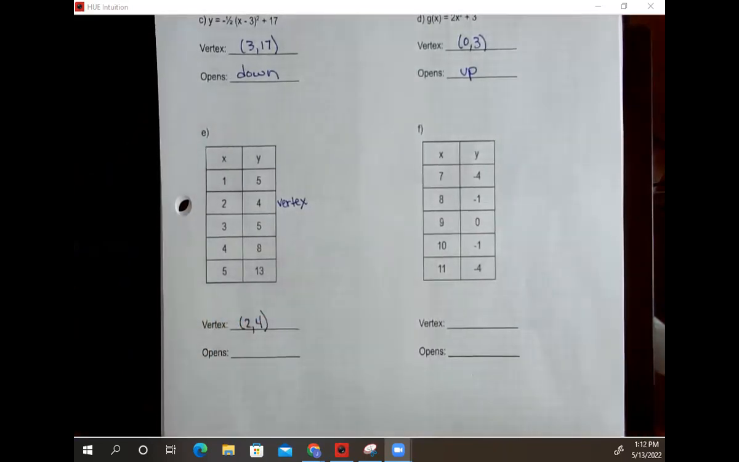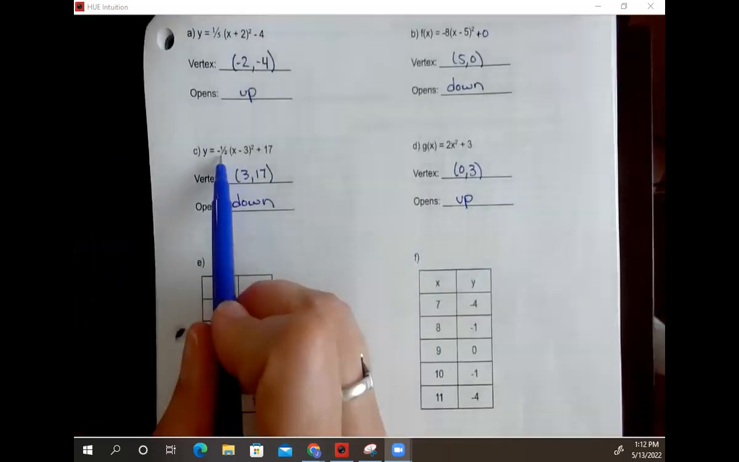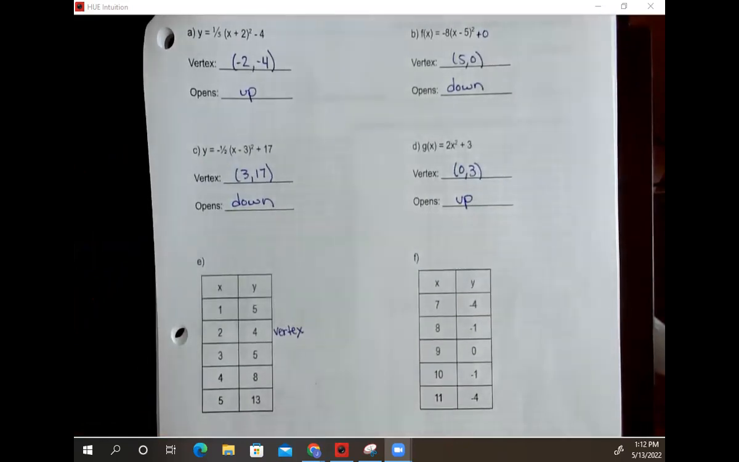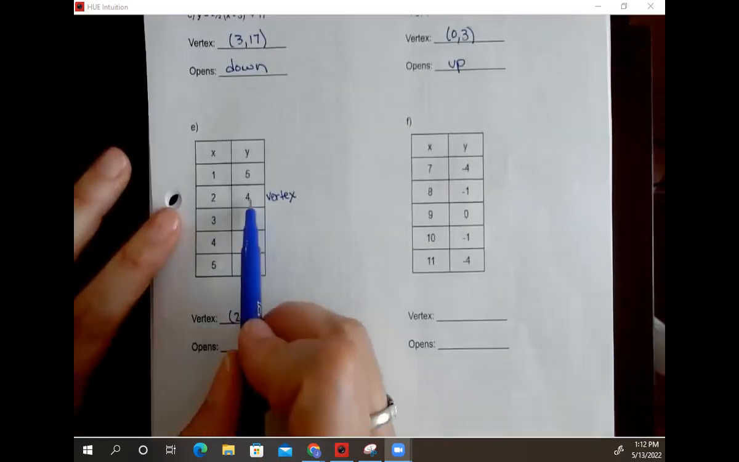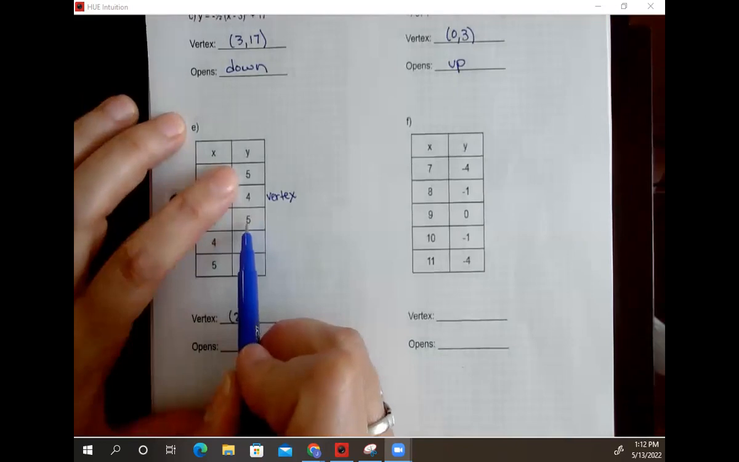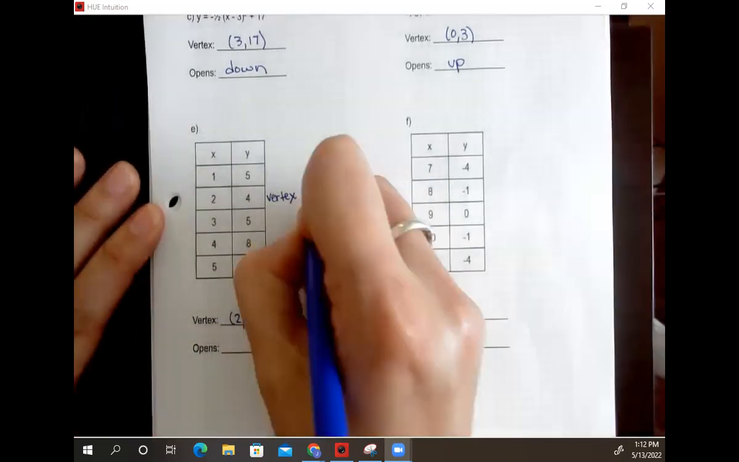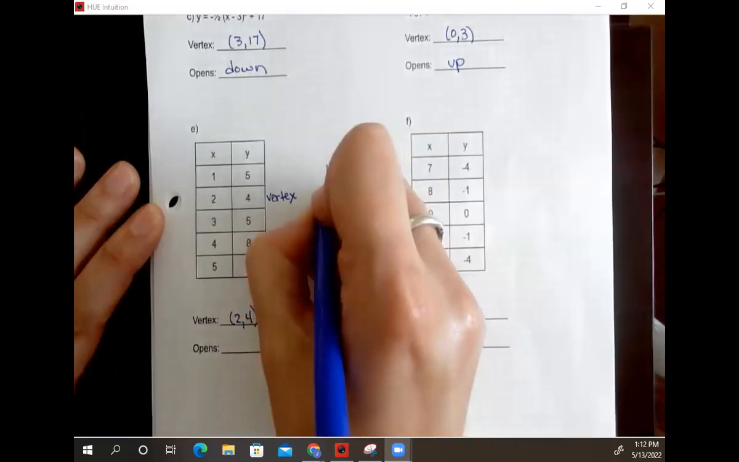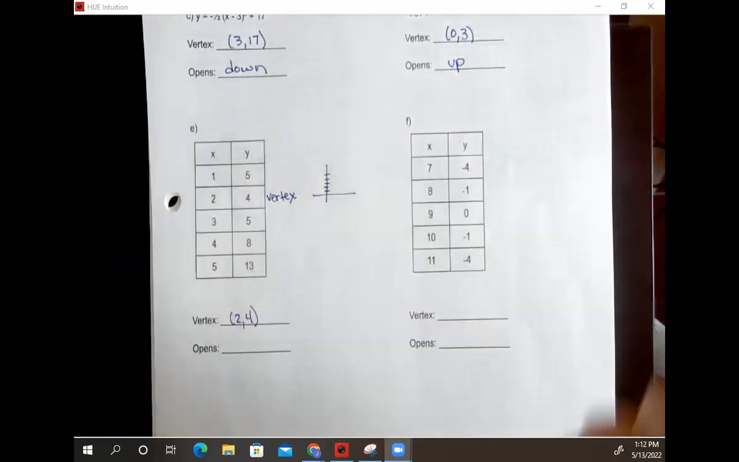Now, the tricky part here is deciding which way this opens. If I have a graph, I can look at the parabola and see, is it opening up or is it opening down? If I have a function, then I have that lead coefficient, that a value, to see if it's positive or negative. In a table, I don't have that information. I just have a list of the points. So what we're going to do here is look at the vertex and then look at the y values on either side. I know this says don't graph it, but I do want to sketch a little picture so we have a visual to match what we're talking about.